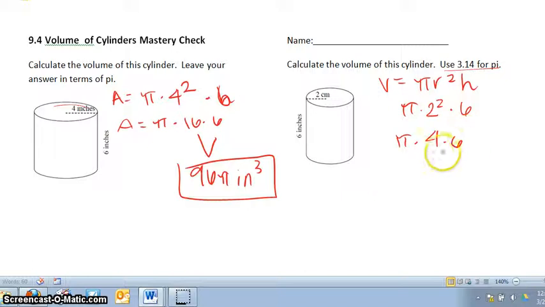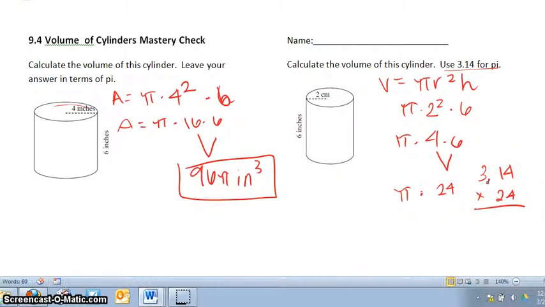Multiplication order doesn't matter, and I'm going to go ahead and multiply the whole numbers together first, and then multiply by the decimal 3.14 at the end. So I'm going to now take 3.14 times 24. And again, I'm actually multiplying by 3.14 here because it says use 3.14 for pi. That means it doesn't want you to leave the symbol pi in your answer. It wants you to actually substitute that symbol for the number that it means, which is 3.14.